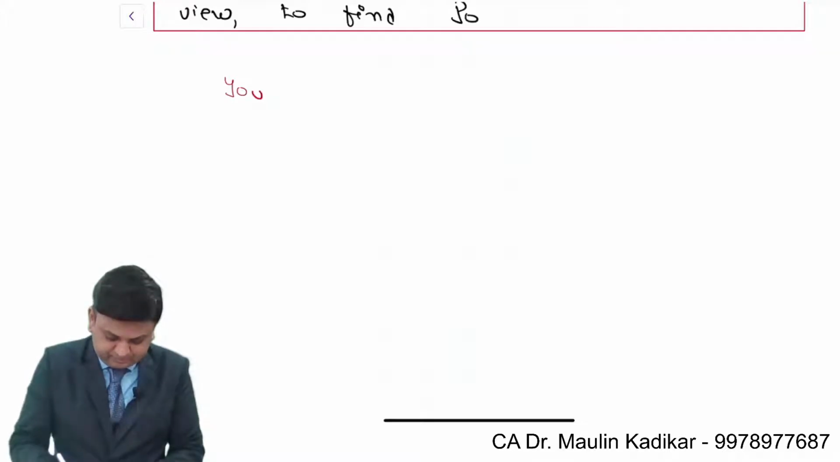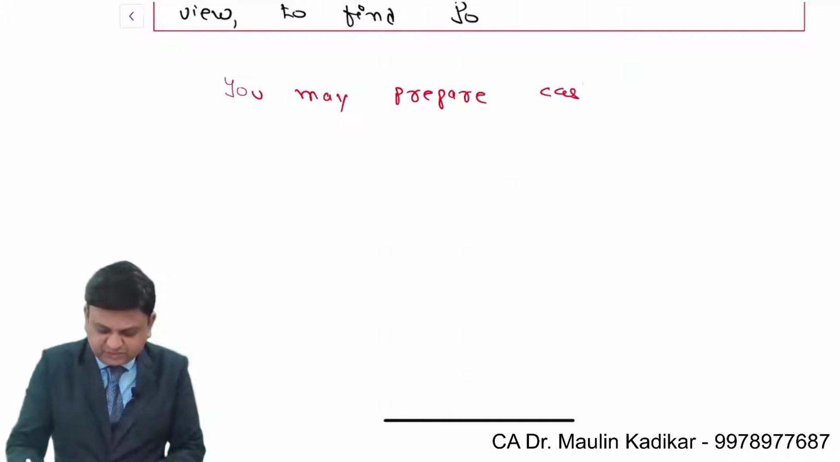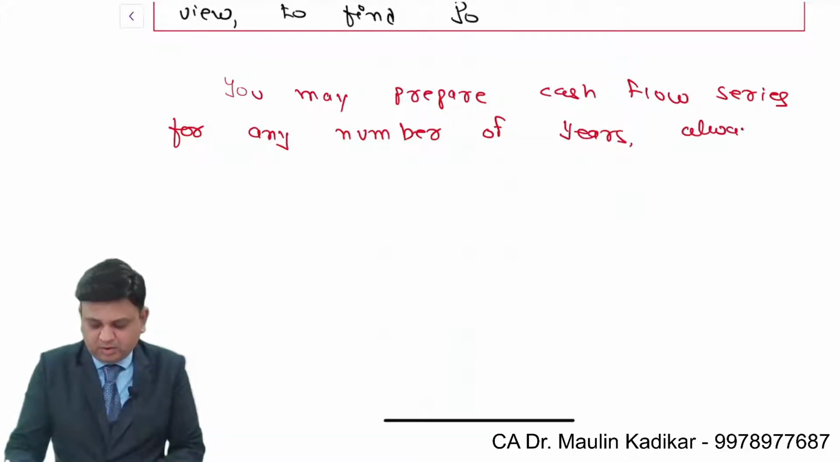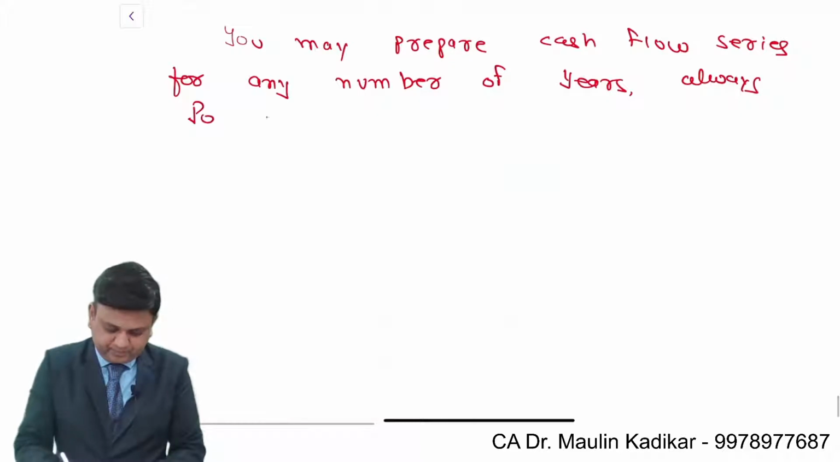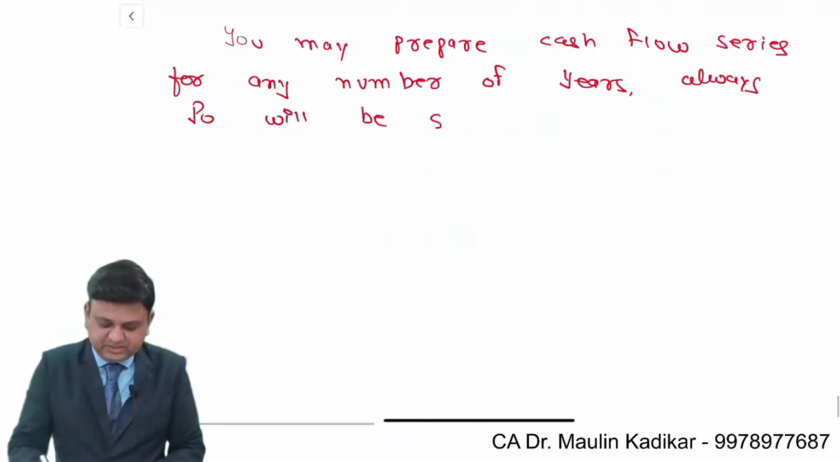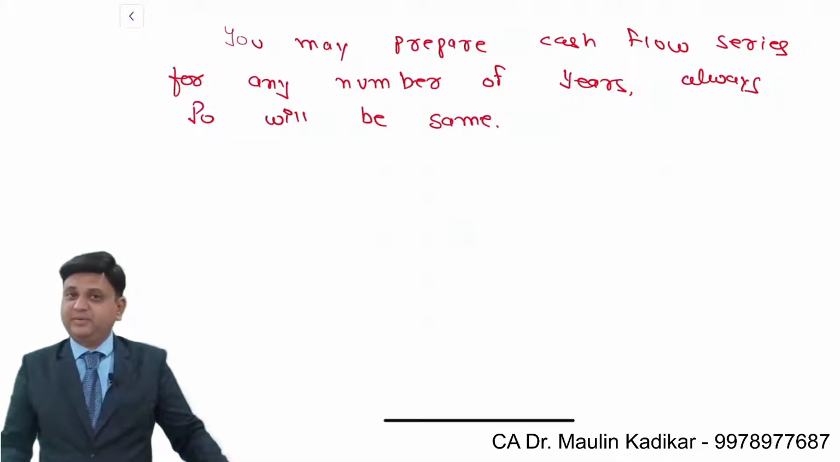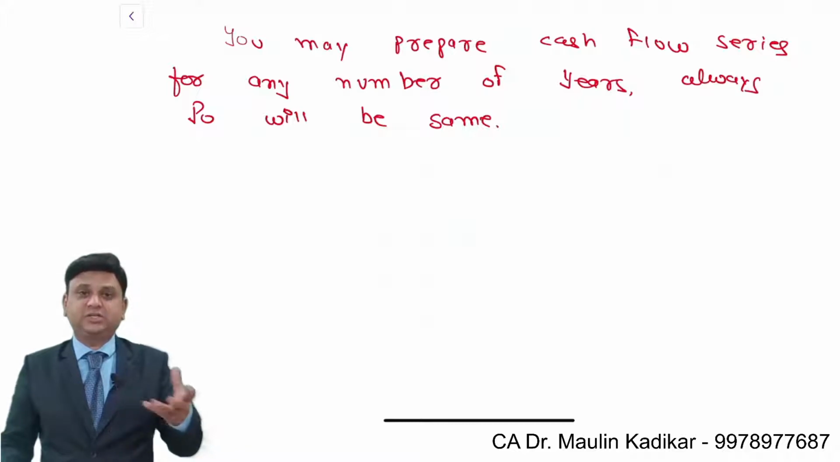you may prepare the cash flow series for any number of years, always P0 will be the same. So basically over here we understand that we may prepare the cash flow series for any number of years, and irrespective of the time period for which the cash flow series is prepared, always P0 will be the same.